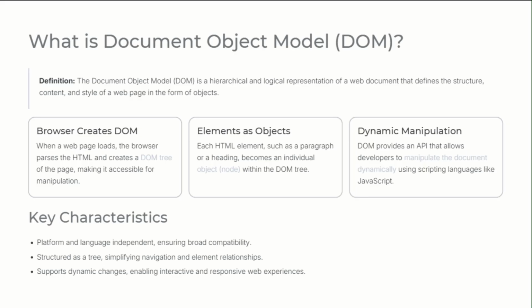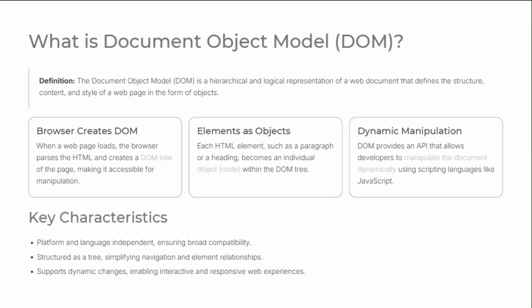When a web page loads, the browser performs several steps. First, it reads and parses the HTML code. Then, it creates a DOM tree, which is a structured representation of the page. Every element, headings, paragraphs, images, becomes an individual node in the tree. The DOM also provides an API which developers use through JavaScript to manipulate the page dynamically, such as changing text, styles, or structure.